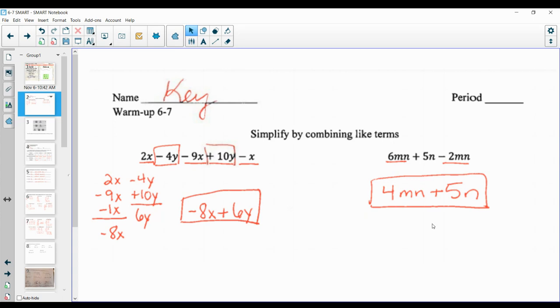From there, you are going to combine the mn term. So you have a 6mn and a negative 2mn. Together, they make positive 4mn. Again, in the calculator, 6 minus 2 is 4. And then finally, the 5n stands alone. It doesn't go with anything, so it's just plus 5n. So that's what you should have gotten for the first two.